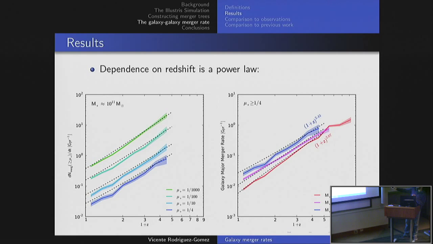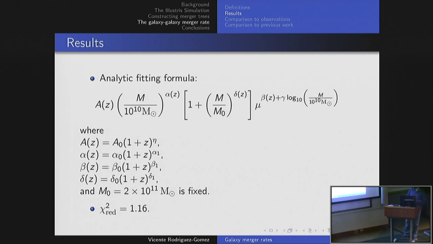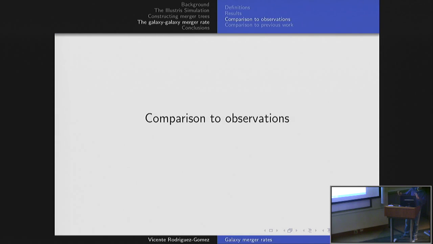I would also like to point out that this is a very strong redshift dependence, and it's something that people have not agreed on in recent years, both from the observer side and theorists. They don't agree if it's a strong function of redshift, flat or even decreasing. I will show a bit about this. If you're interested, this is the fitting formula. It's essentially a power law with redshift, double power law with descendant mass, and a power law with mass ratio. It's the simplest thing I found that accurately described everything. The chi-square is 1.16, so it's a reasonable fit. So we saw that the mathematical form of the galaxy merger rate is quite nice.